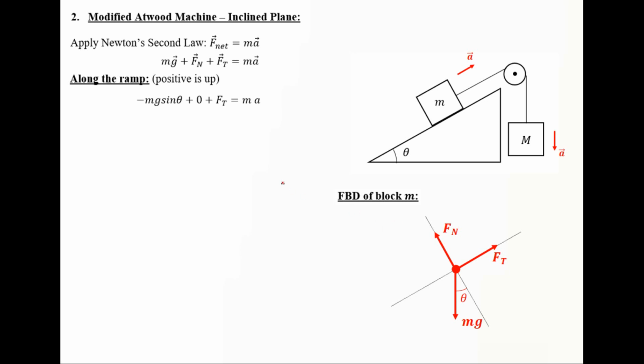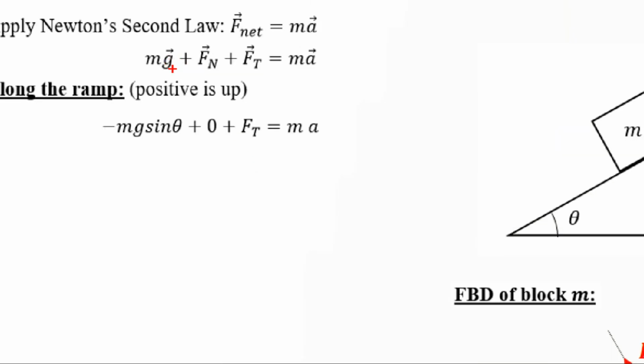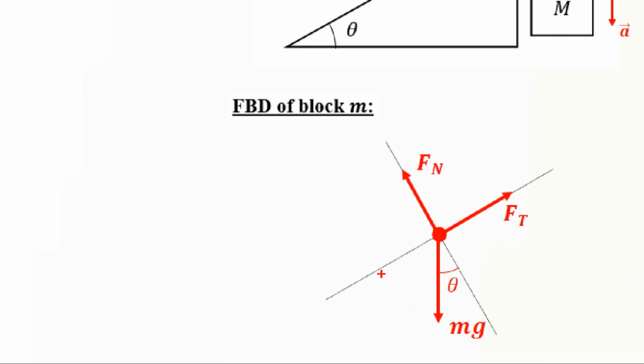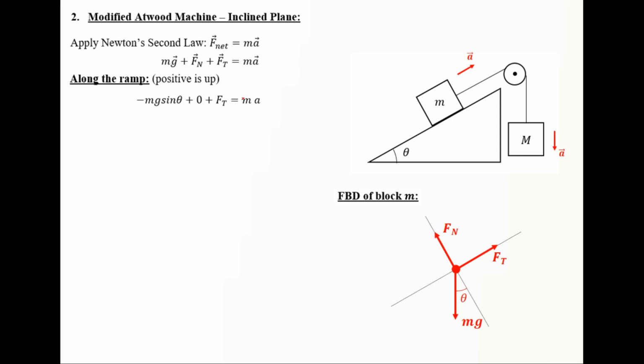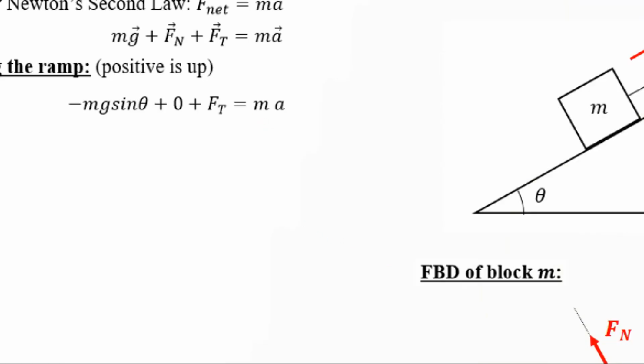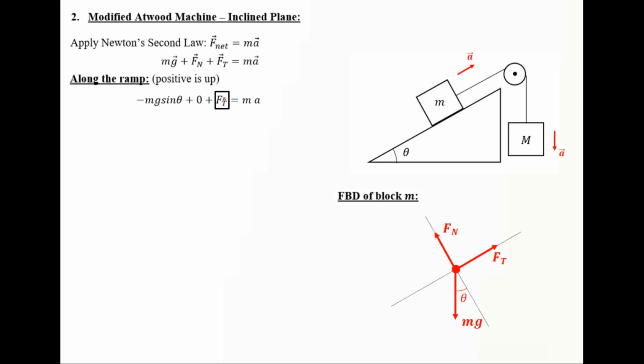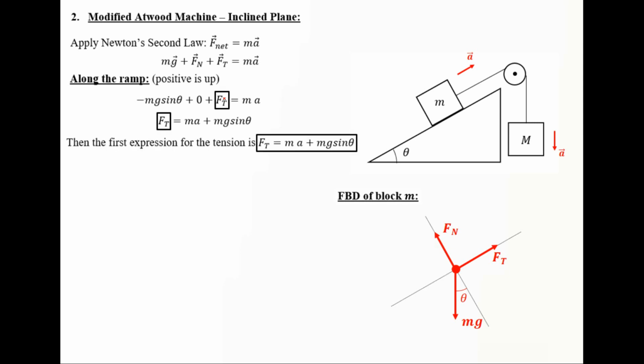So now we're ready to project this vectorial equation. Now mg would be in the negative direction, that would be mg cosine theta, and this component would be minus mg sine theta, plus the tension force, which is ma, and remember that we're searching for FT. Isolating FT, that would be ma plus mg sine theta. So this is the first expression of the tension.